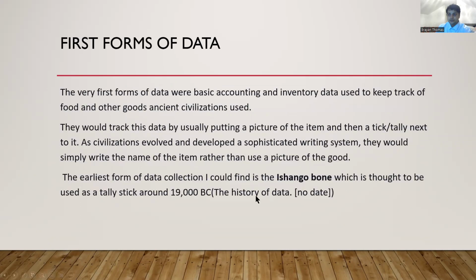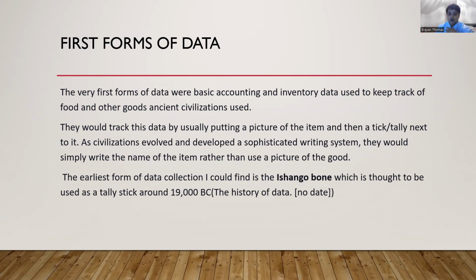All right, let's begin. The very first forms of data were basic accounting and inventory data used to keep track of food and other goods from ancient civilizations. They would do this by simply putting a tally next to a picture. First they would draw a picture of an animal on a stone or a bone, and then they would use a tally stick to tally how many animals they had, or how many grains, or how many bags of rice they had, for example.